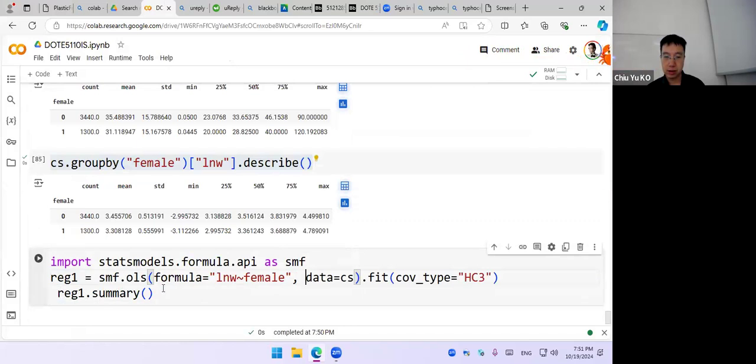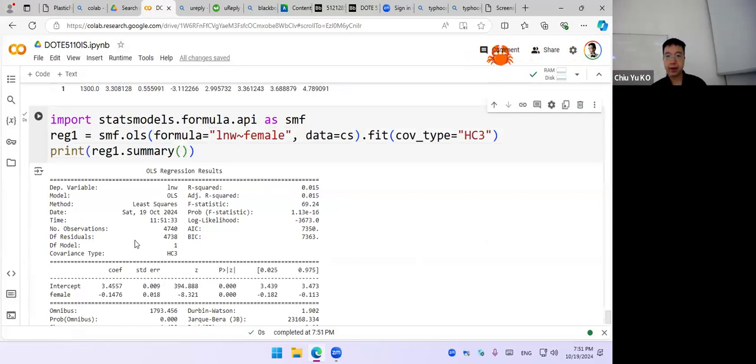Okay, and then we print the summary and run the regression and see what we have. So this is the regression. Now look at the coefficient. Women make 40% less. If you control for the occupation, much less.